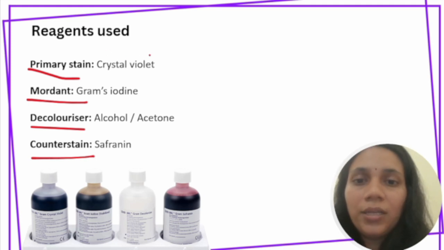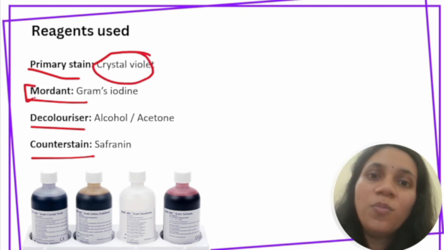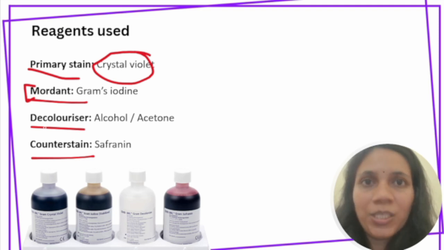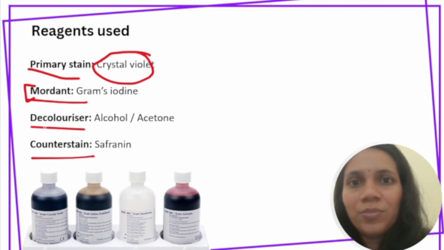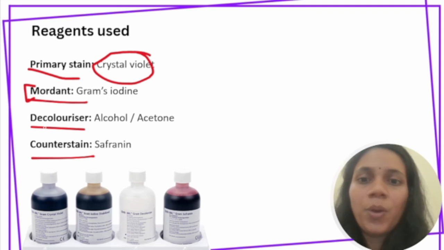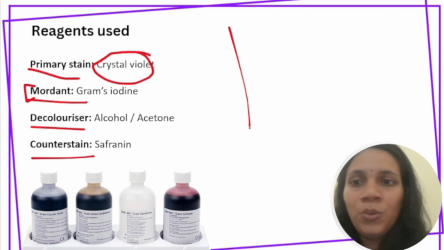The crystal violet is going to be your primary stain. And what is a mordant? The mordant forms a complex with the primary stain. Then the next step, decolorization, is the deciding factor whether this complex between crystal violet and Gram's iodine has to be washed off or retained. That is where the distinction between gram positive and gram negative comes.